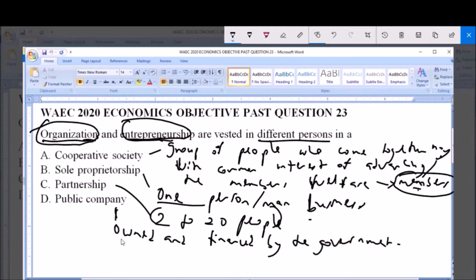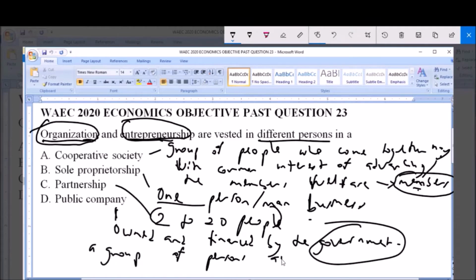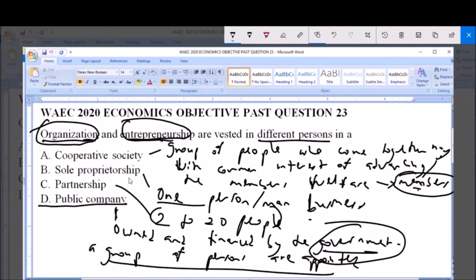However, in a public company, it is owned by the government, but in terms of the entrepreneurship or the management, a group of persons are appointed for the management. So it is not the same as the government who owns or who is responsible for the organization of the business. So option D, public company, is the correct answer to this question.